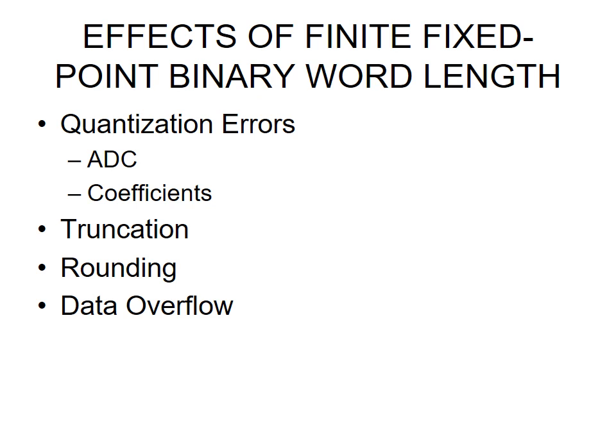So next is the effects of finite fixed point binary word length. It means that the fixed point binary word length has four types of effects. First will be the quantization errors. Second will be the truncation. Third will be the rounding, and fourth will be the data overflow.